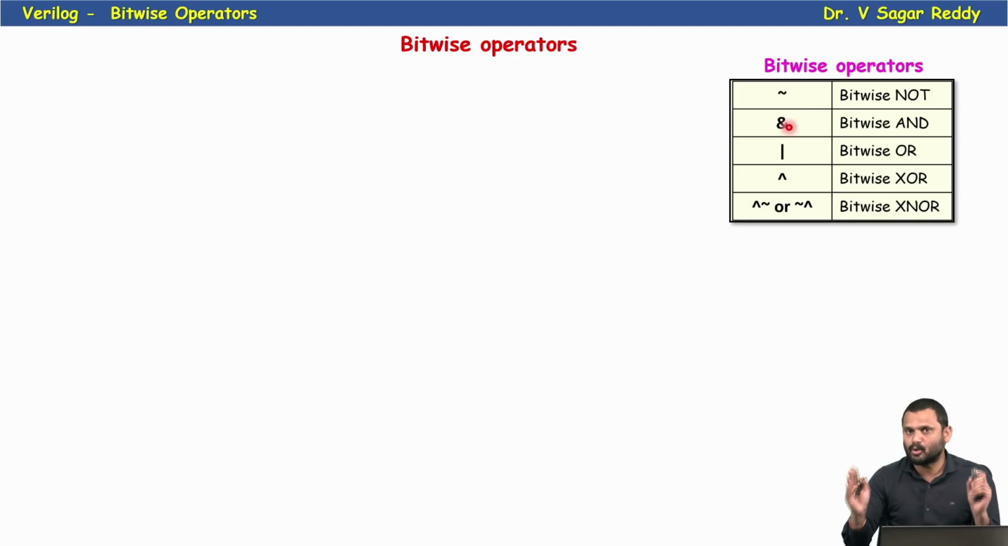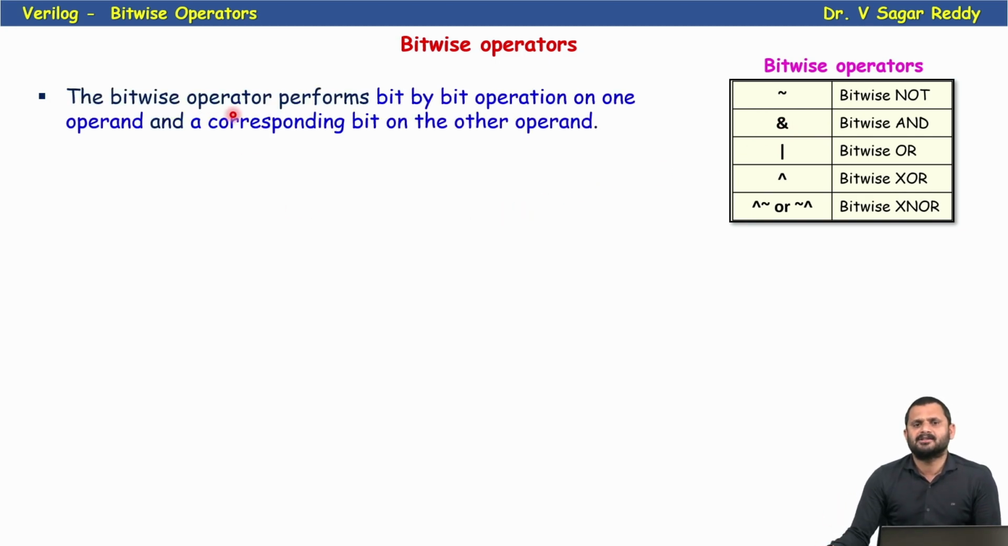If you use and between two operands, it is a binary bitwise operator. Double and between the two operands is a logical operator. So the meaning of the symbol varies based on where we use it in the expression, whether single operand, double operand, or unary. Clear?